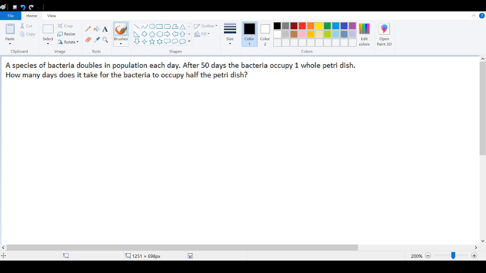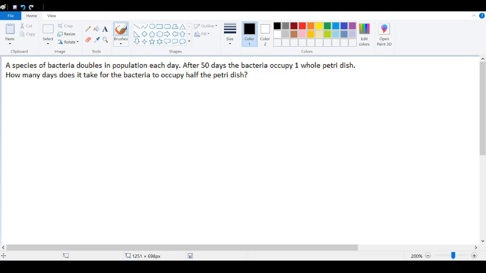So the problem is, a species of bacteria doubles in population each day. After 50 days, the bacteria occupy one whole petri dish. How many days does it take for the bacteria to occupy half the petri dish?